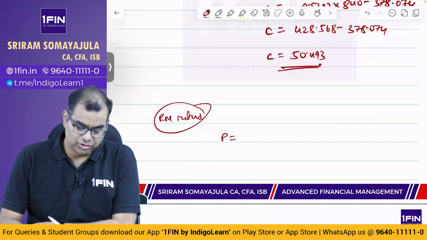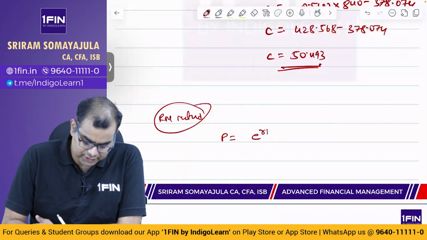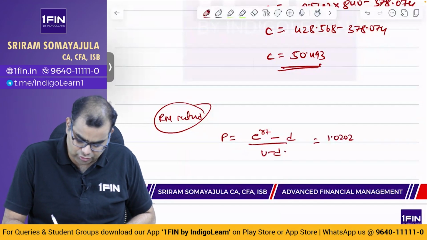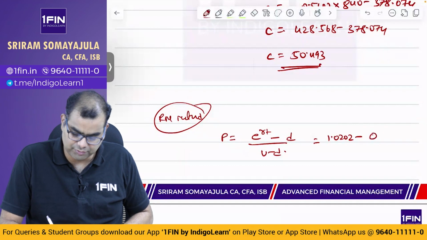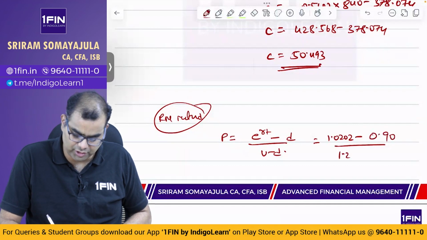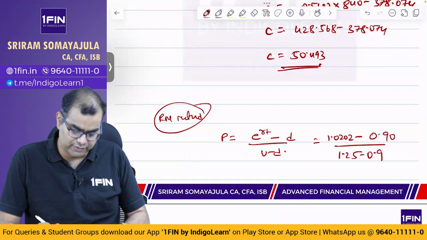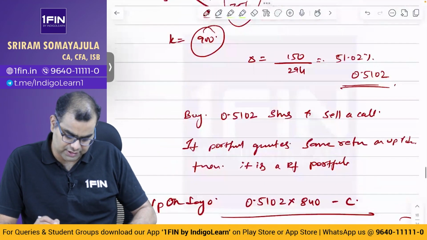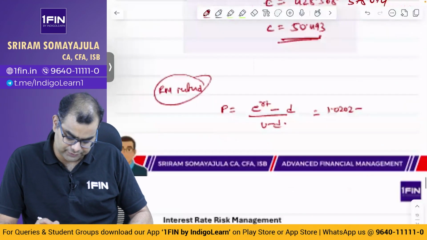Here is the risk neutral method. P is equal to e power RT minus d, divided by u minus d. So this will be 1.0202 minus d. What is the down value? Minus 0.9, divided by 1.25 minus 0.9. Where did I get this? I got all of this from here. We already did all of this: 90%, 125% and all of that.